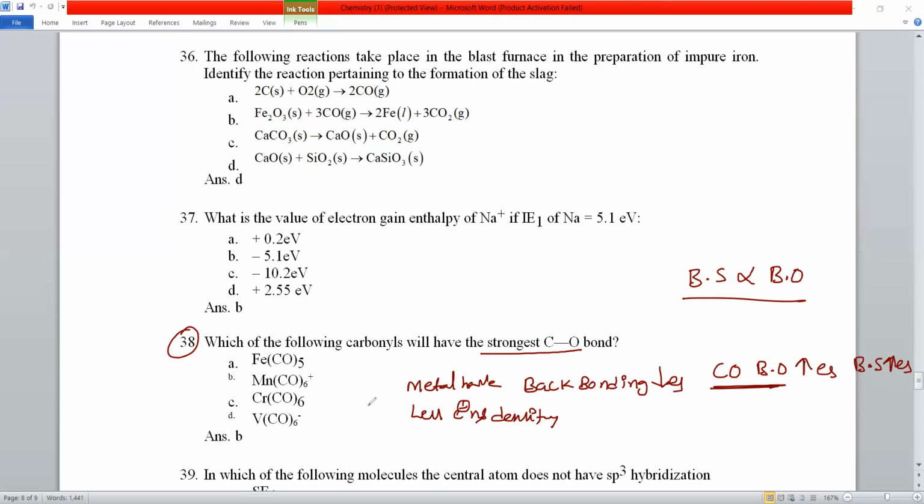So let's check here which one does not have metal electron density. Here the oxidation state of iron should be 0, and here the oxidation state of manganese should be +1. Here chromium should be 0, and here should be -1. Which has the more electron density? Vanadium. Which has the least electron density? Manganese. So that is your answer.